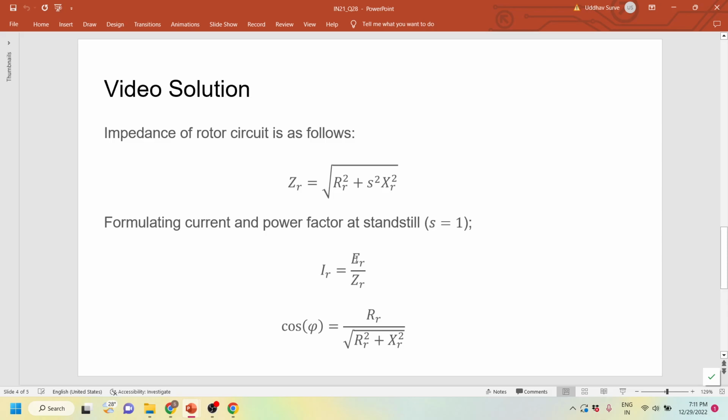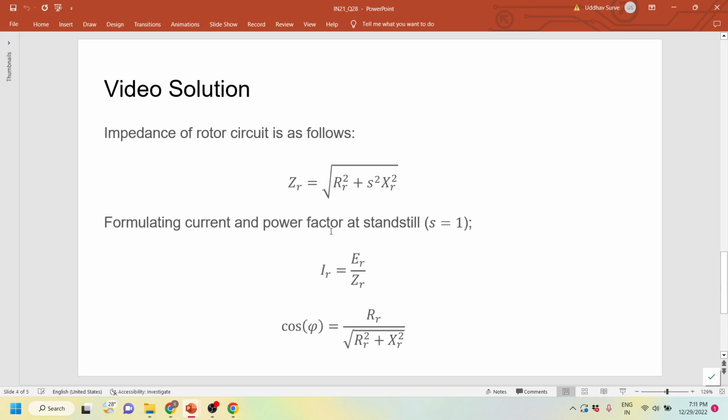So IR is equal to ER by Z, basically voltage upon impedance. And cos phi will similarly be RR upon under root RR square plus XR square, where S is equal to 1 here at standstill. So this is the standstill power factor.